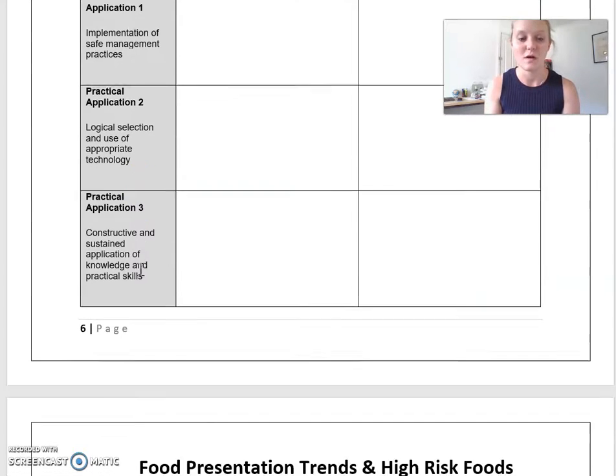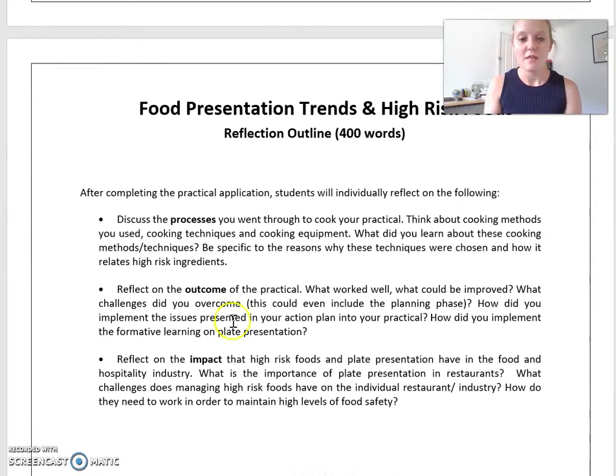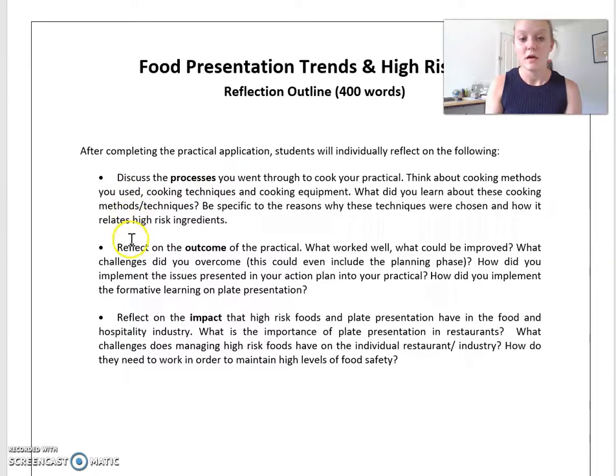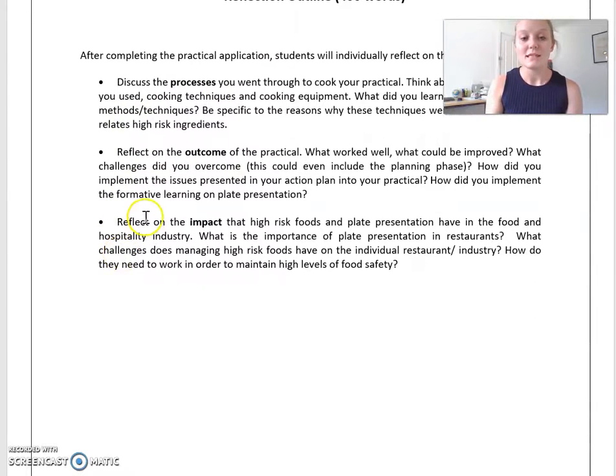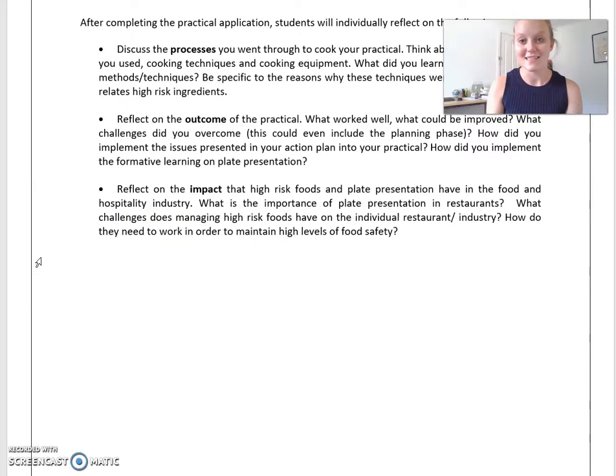Okay? You are then going to reflect, all right? 400 words reflecting on the prac. There are 3 dot points here that can help guide you. There are mini questions within those. So discussing the processes you went through to cook your practical, reflecting on the outcome, and the impact that high-risk foods and plate presentation have in the food and hospitality industry. Okay, so 3 points, 400 words, and that's the assessment.